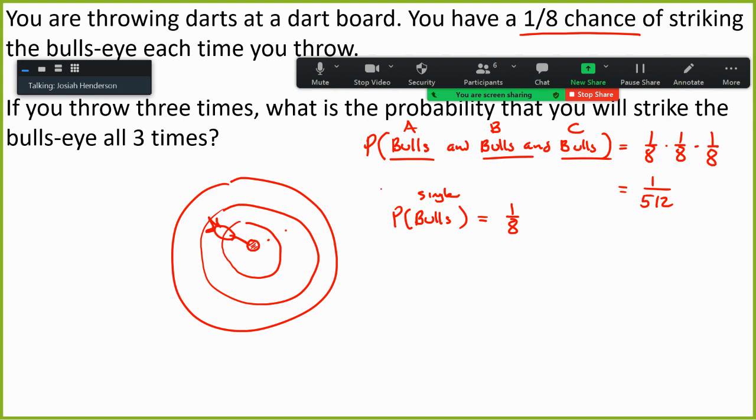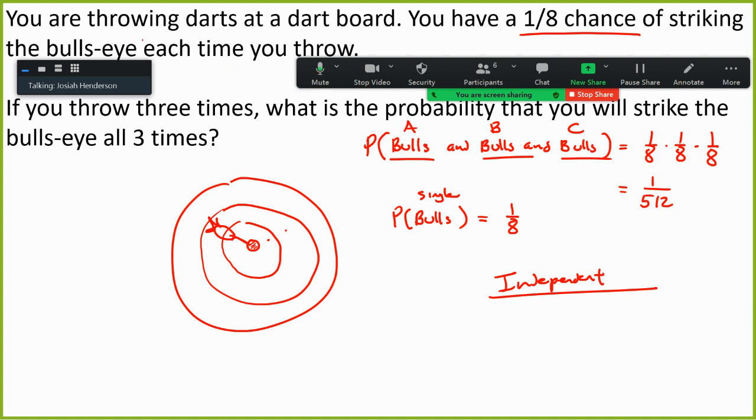So the problem didn't mention anything about replacing or not replacing, and it also didn't mention subsequent throws, second throw, third throw, fourth throw being hindered or changed by our previous throws. Because, well, I don't know why, because it just didn't. So because it didn't mention that, then we can assume that this is an independent scenario. Because it doesn't matter what happens the first time, we still have a 1 in 8 chance of striking a bullseye.